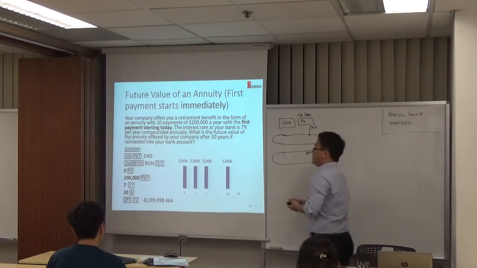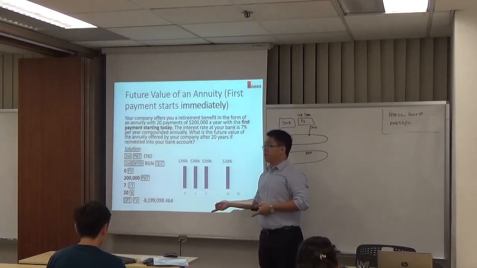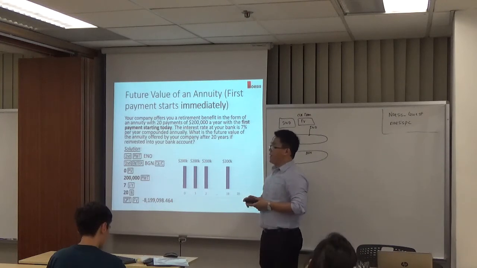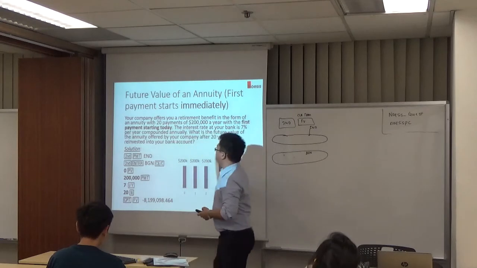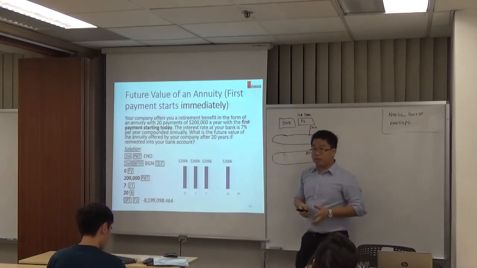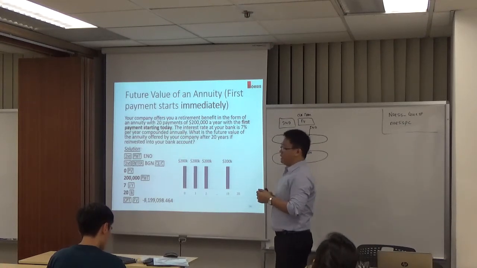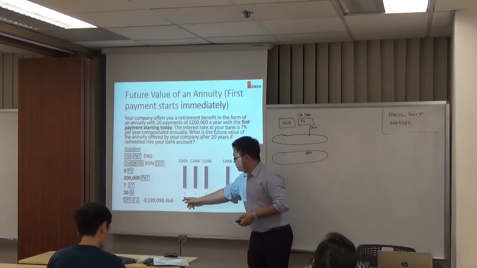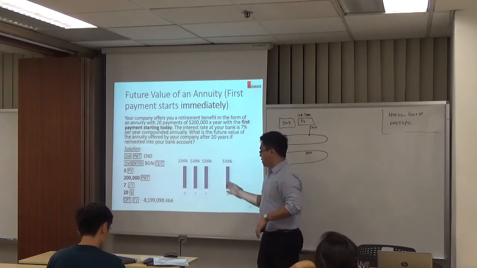Rationally, we assume that you will invest it. You will not quickly go out and buy a sports car. You will not squander your money. You will invest it. So let's say the interest rate in your bank is 7% per year, compounded annually. What is the future value of your annuity offered by your company after 20 years if it is reinvested into your bank account? That means, assuming that today, at time 0, you receive the $200,000, for the next 20 times.